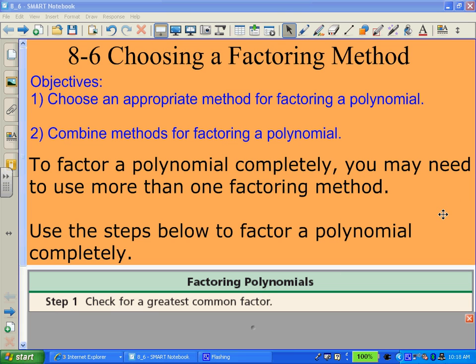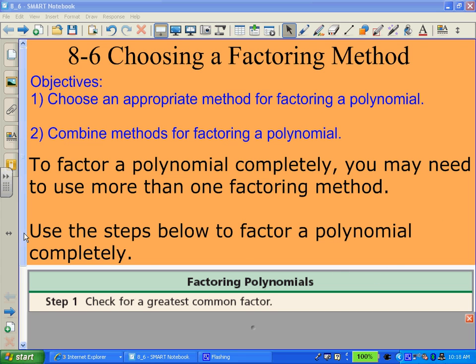Hello, welcome to 8.6, choosing a factoring method. So what we're going to be doing in this section is figuring out which method of all the ones that we've learned through chapter 8 we should use, and then also how we can sometimes combine multiple methods when we're factoring. So kind of the steps to follow.